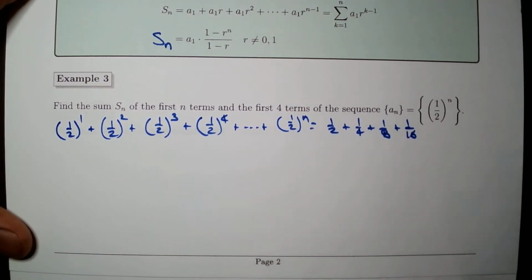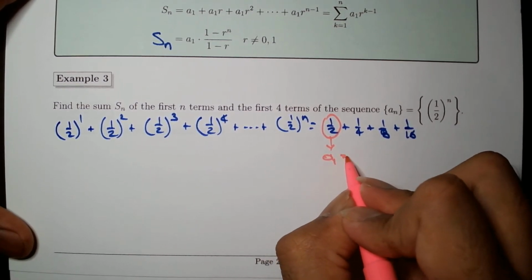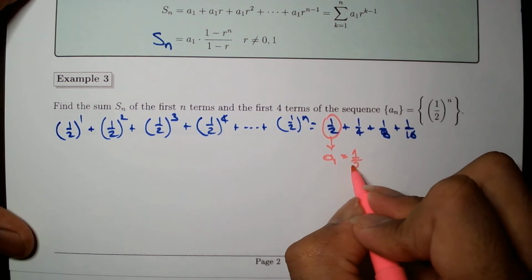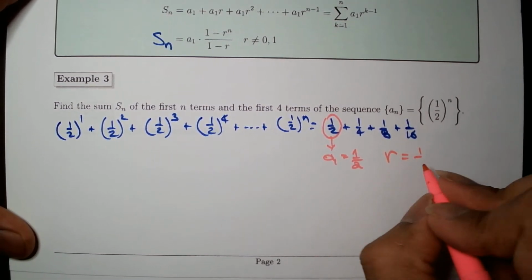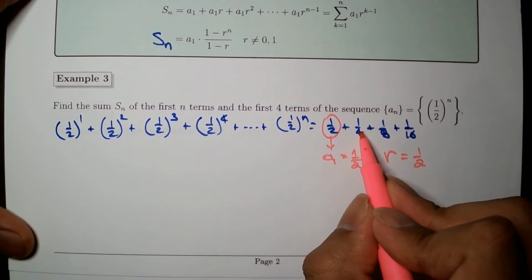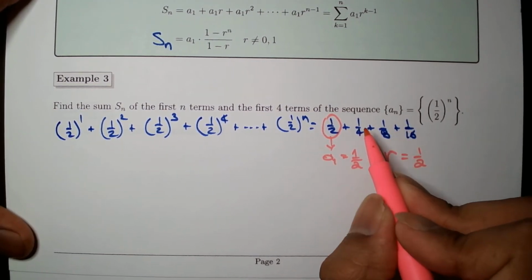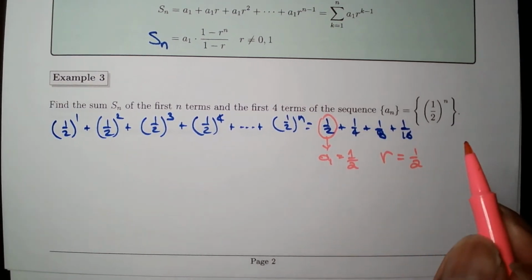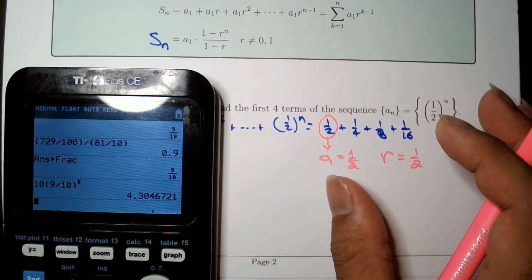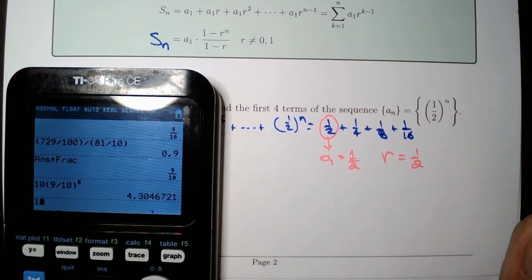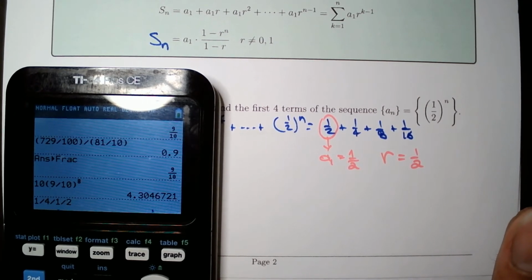Enough so we can identify that this is a sub 1, which is 1/2, and the common ratio r equals 1/2 in this case. You know, 1/4 divided by 1/2, well, we get 1/2. 1/8 divided by 1/4, you should get 1/2. Actually, if you want to do it in the calculator, let me show you how that works. Why not? So 1/4 divided by 1/2.